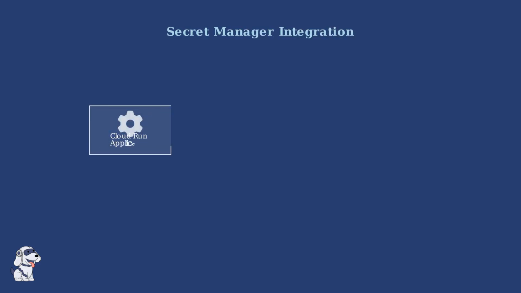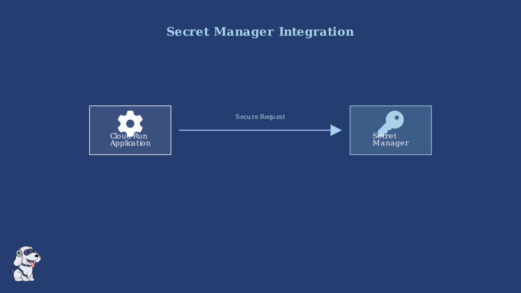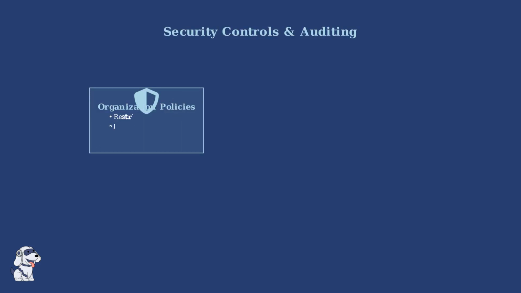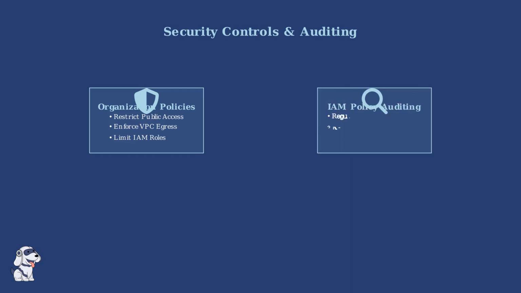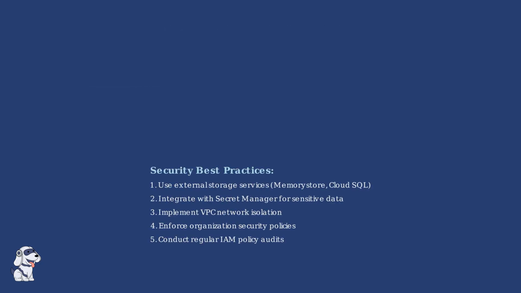Sensitive data such as API keys, database passwords, and encryption keys must be stored securely using Google Secret Manager. This service provides encrypted storage and controlled access to secrets. Implement organization policies to enforce security controls and regularly audit identity and access management policies. This includes restricting public access, enforcing VPC egress, and removing unused permissions.